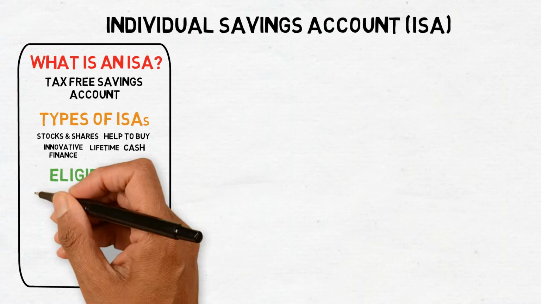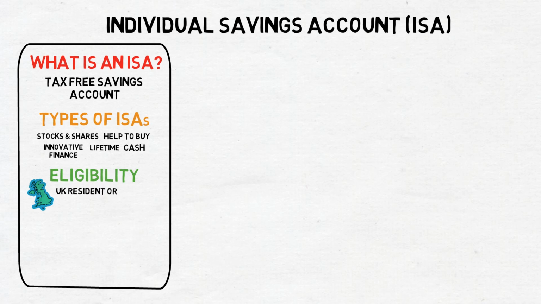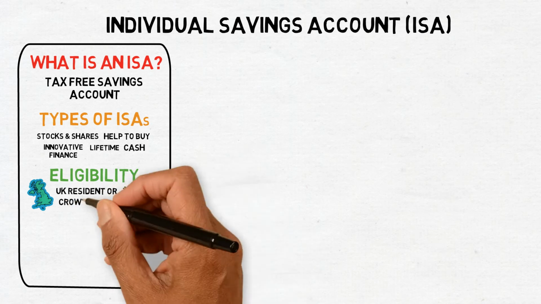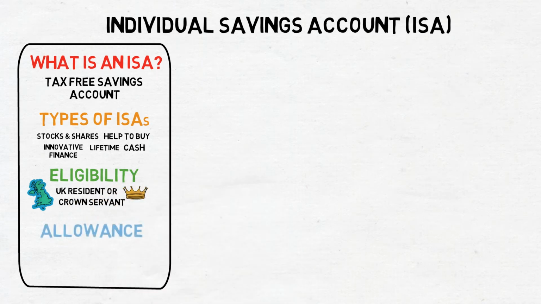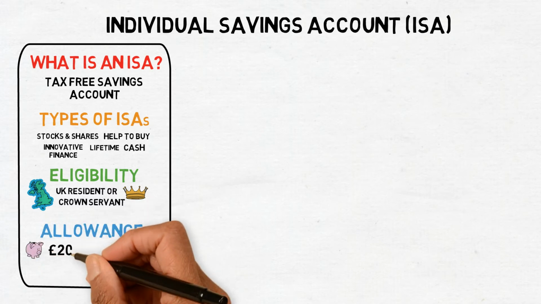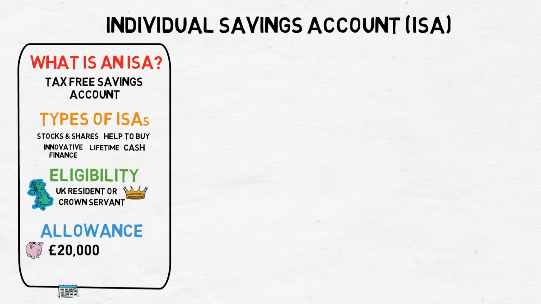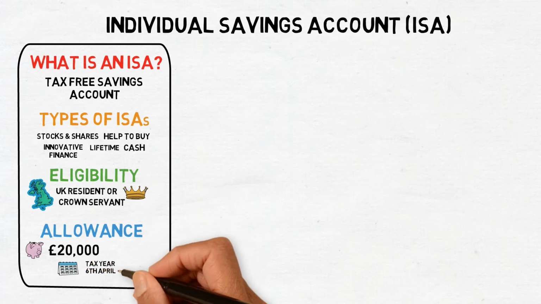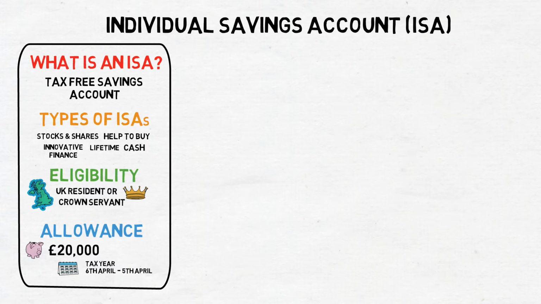To open an ISA, you must be a UK resident or a Crown servant, and each ISA has its own age requirements. For the 2020-2021 tax year, the ISA allowance is £20,000. Note, tax years run from the 6th of April to the 5th of April the following year. You can split your allowance across the 4 ISAs or contribute to just one. The decision is up to you.